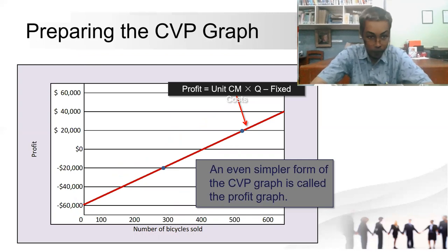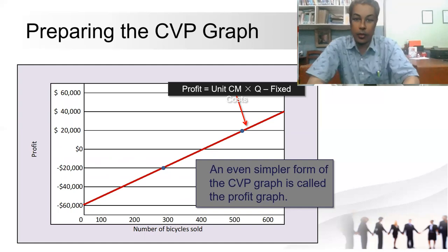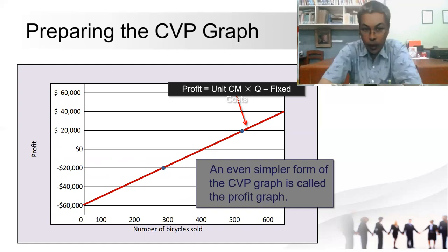Let us add another piece of information. Profit is equal to unit CM times Q minus fixed. An even simpler form of the CVP graph is called the profit graph. So we have the CVP graph, and an alternative is the profit graph, wherein the equation of profit is equal to unit CM, or contribution margin, times Q minus fixed expenses.